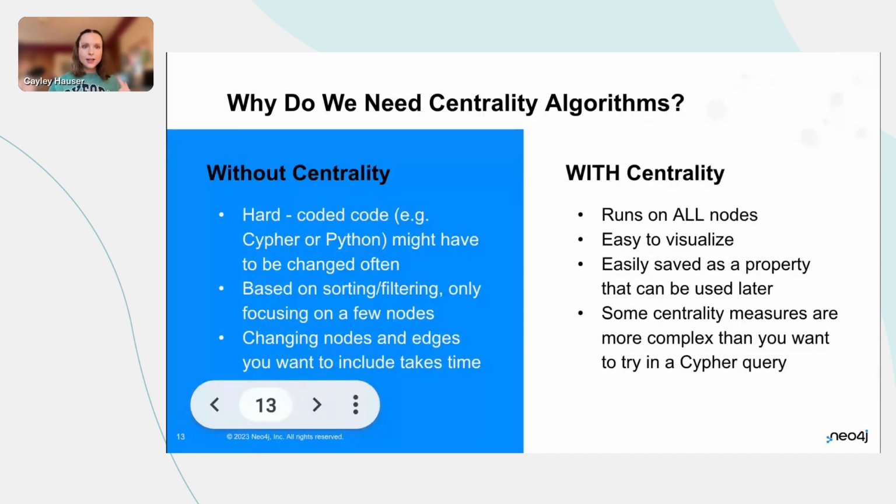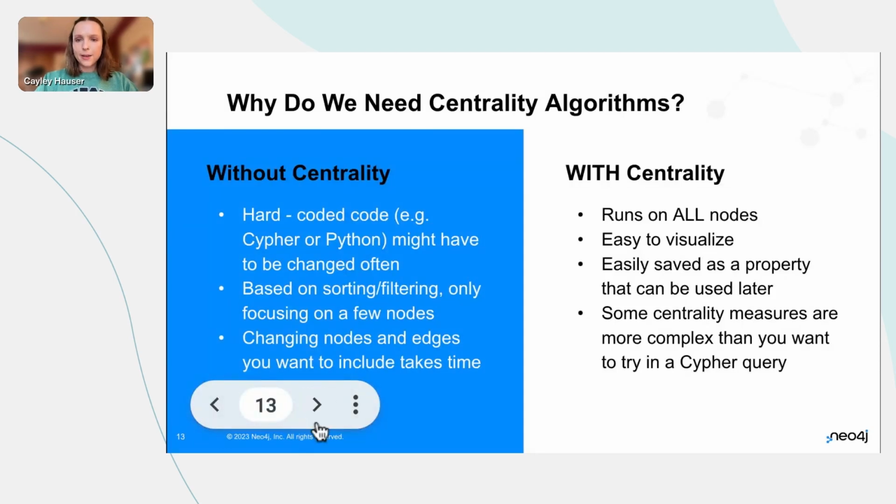And finally, some centrality measures are just too complex for you to do in code. There's just no way for you to easily calculate that without an algorithm to do so. And this is why these algorithms themselves are very powerful and can do a lot more than just trying to find it through simple code.